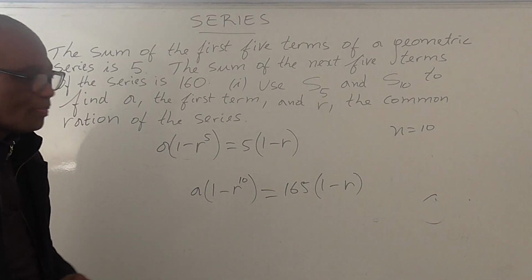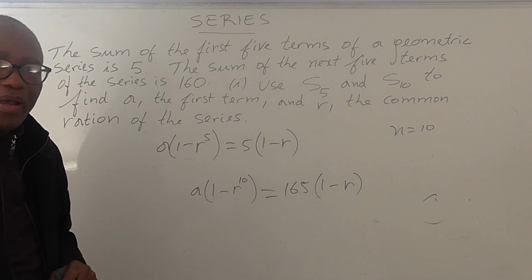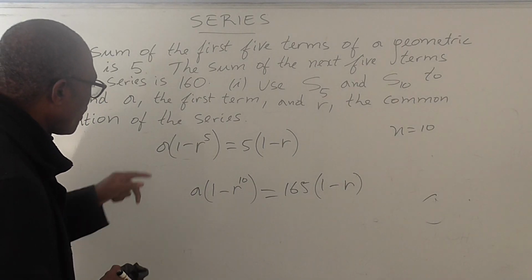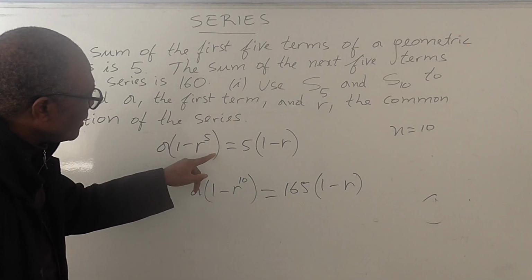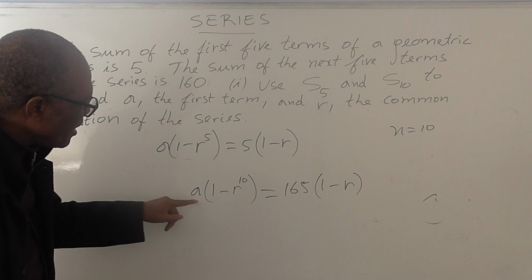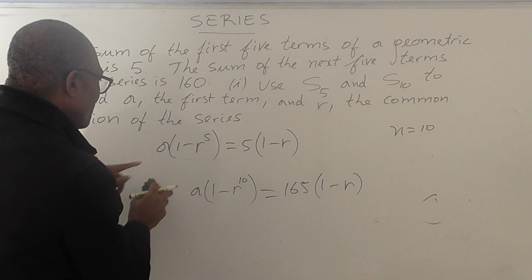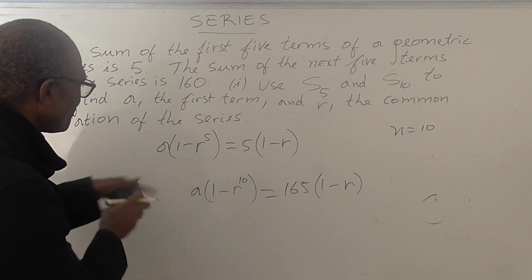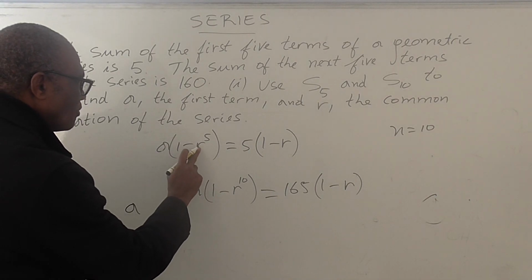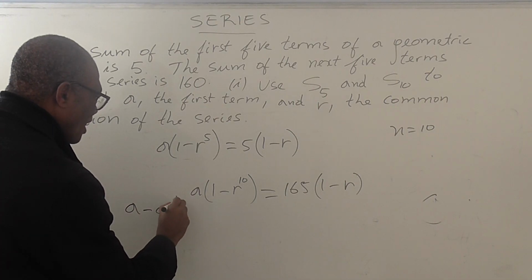I got this. Okay? Now I go to combine the two and solve them as a simultaneous equation. So first of all, I multiply out the first one, and then I go to multiply out the second. This part only, the left part. Now if I do A multiplied by 1, I get A, and A multiplied by minus R to the power 5, I get minus A R^5.